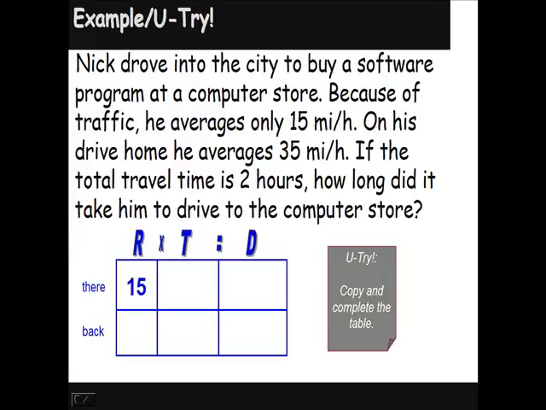All right, so we took 15 miles an hour going there, 35 miles an hour coming back. The total driving time is 2 hours, so we'll put that at the bottom under the time column. We don't know how long it took him to go there, so let's put an X. If it took 2 hours total and he used up X hours going there, there should be 2 minus X hours left for the time back. The distance there is rate times time, so 15 times X, or 15X. The distance back is 35 times 2 minus X, or 35 times the quantity 2 minus X.